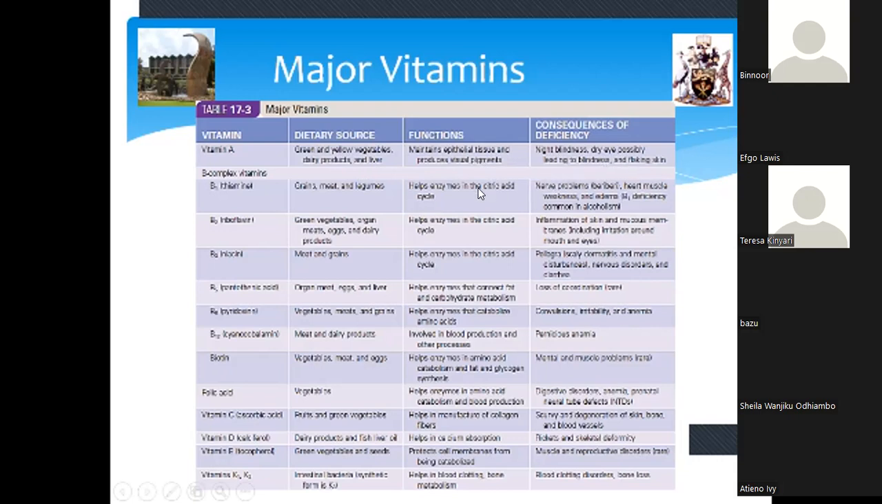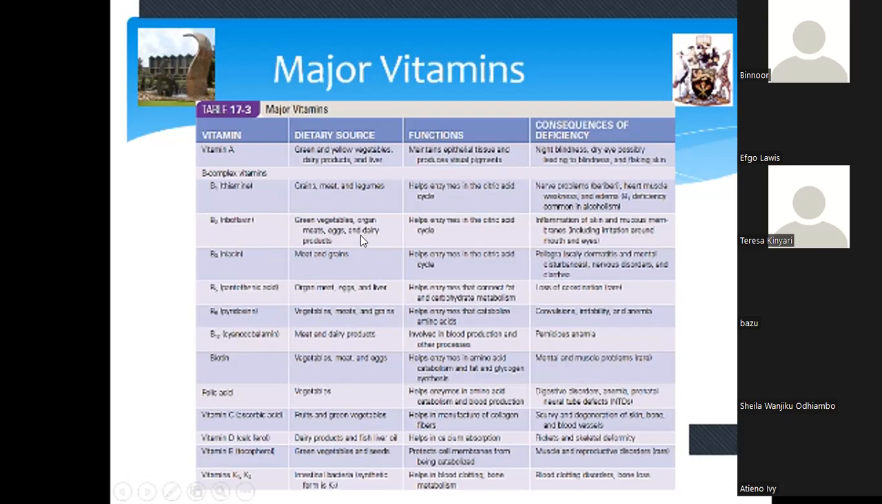of the skin. Then we have the vitamin B complex vitamins, as you can see, which will mainly come from grains, meat, and vegetables, and dairy products. And one example is vitamin B1, which is thiamine, and it normally helps enzymes in the citric acid cycle that we've talked about in metabolism. A lack of thiamine then will lead to nerve problems such as beriberi, heart muscle weakness, edema, which is usually associated with vitamin B1 deficiency, especially in alcoholism.